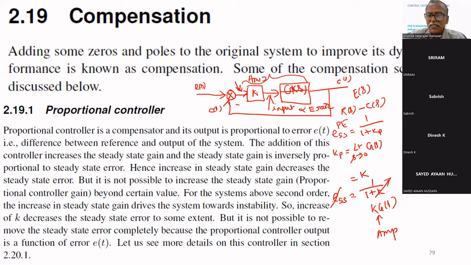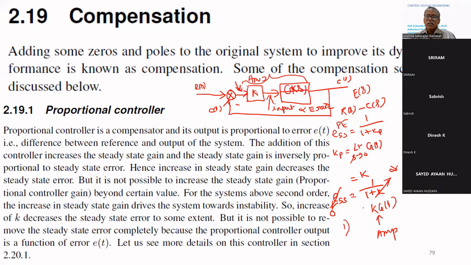As K increases, steady state error will decrease. That we know. For what value of K will the steady state error become 0? For infinity, the steady state error will become 0. That's why we cannot make that gain equal to infinity. It is not possible to make gain equal to infinity.